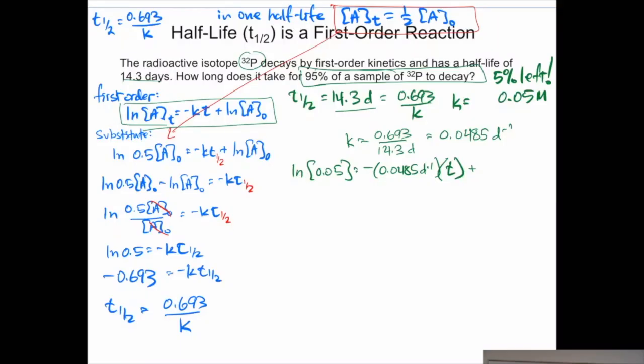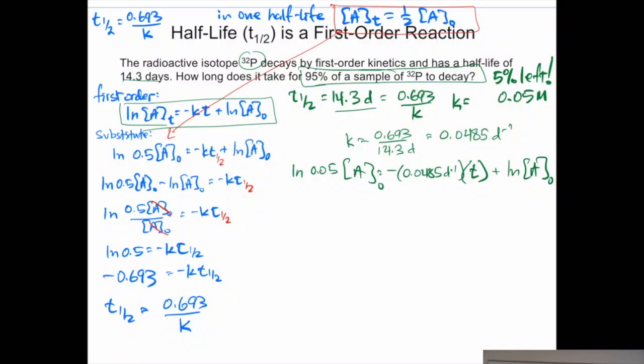Okay, so let's fix this. How would you fix this? Plus the natural log of what we started with. See, now it doesn't matter what we started with, because the problem is asking, no matter how much you start with, the time for 0.05 of it to be left, or 5% of it to be left. And all we really needed to do was solve for what K was. That was really the only missing link here.